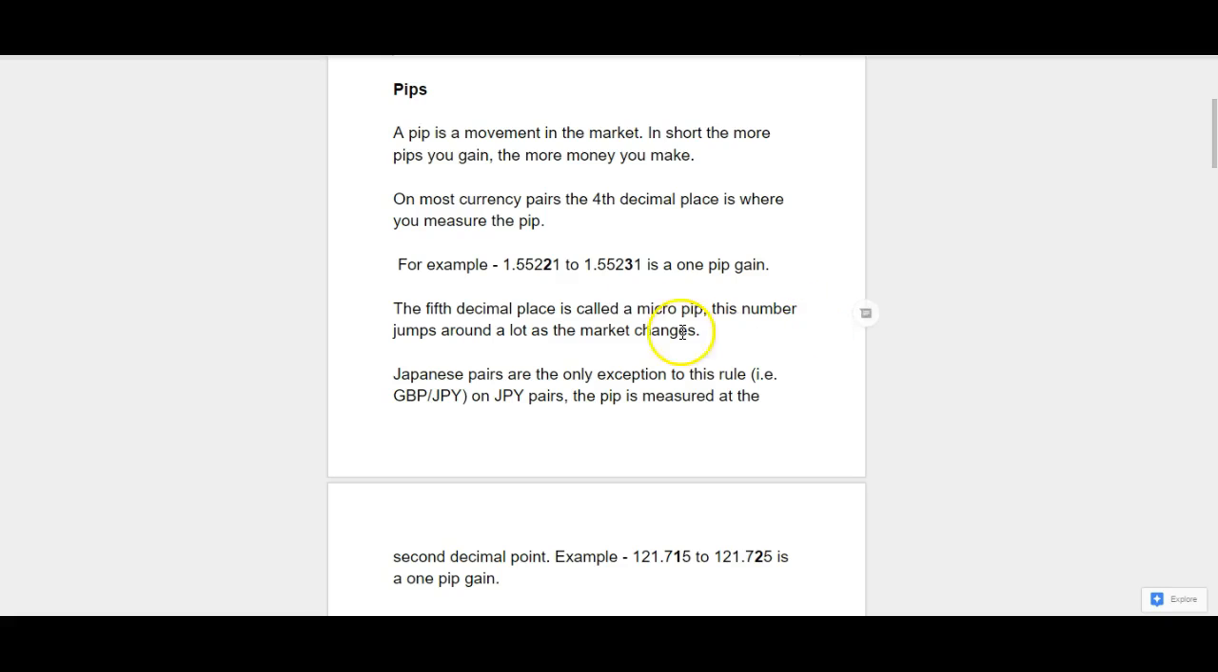The fifth decimal place, so the last number, is called a micro pip, and you will notice on the apps that this number jumps around an awful lot as the market changes. Now, this is how you will measure most pairs. However, there are some pairs that are the exception to the rule.